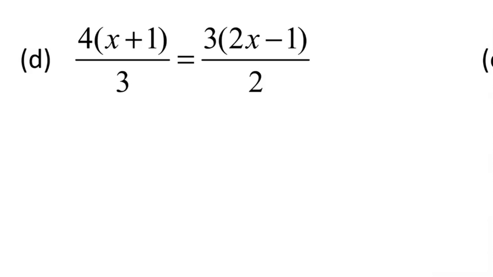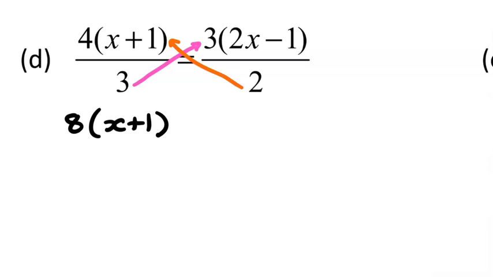Let's do what we were talking about before. We're going to multiply this 3 over here, and we'll multiply this 2 over here. So, if we look at the orange one first, we're going to look at that 2 times 4 in brackets x plus 1. Well, we're going to do the 2 times 4 first. So 2 times 4 will give us 8, and then in brackets x plus 1.